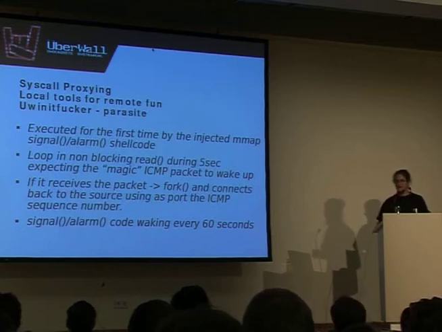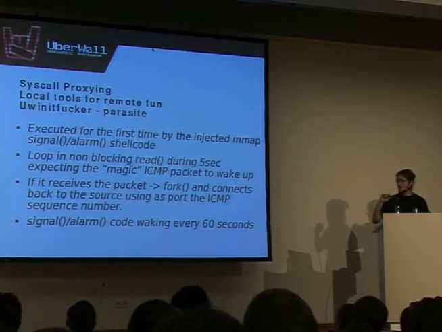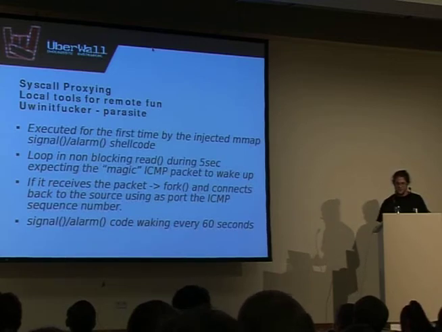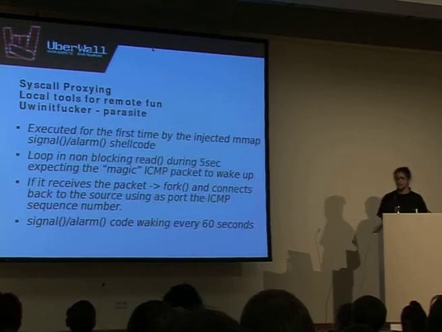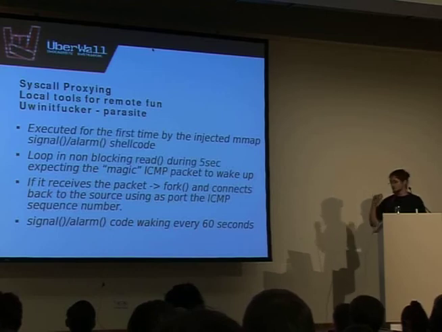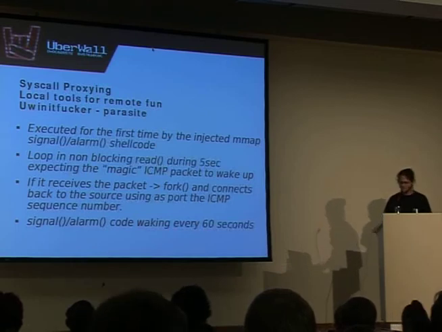The first time the mmap shellcode returns in init, you have a signal alarm code, which just launches the parasite for the first time. You loop in a non-blocking read during 5 seconds, expecting a kind of magic ICMP packet to wake up the parasite. If it receives the packet, the parasite forks and connects back to the source of the ICMP packet and uses the sequence number as the port. That's really dynamic. I mean, you can use whichever port you want.